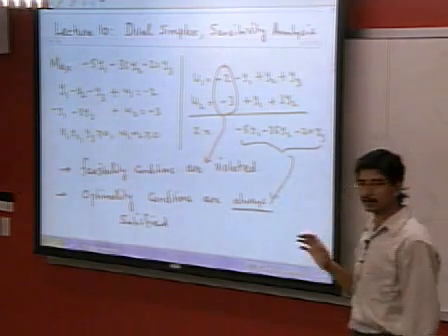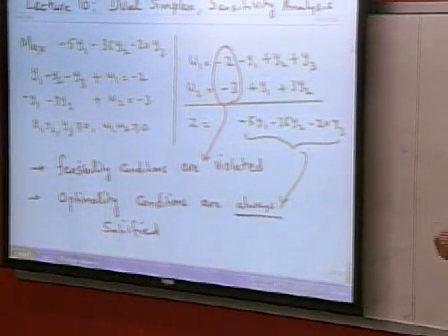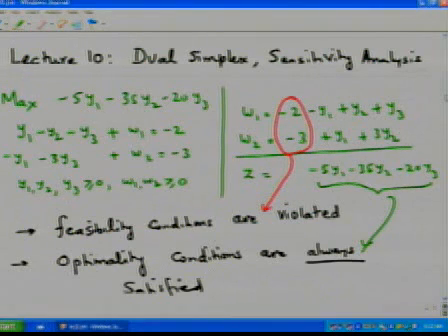Y1, Y2, Y3 are all non-basic variables, and the two variables in your problem are expressed in terms of the non-basic variables. The objective function is expressed in terms of the non-basic variables. Okay. So this is a valid dictionary. The only problem is it's infeasible. Okay.